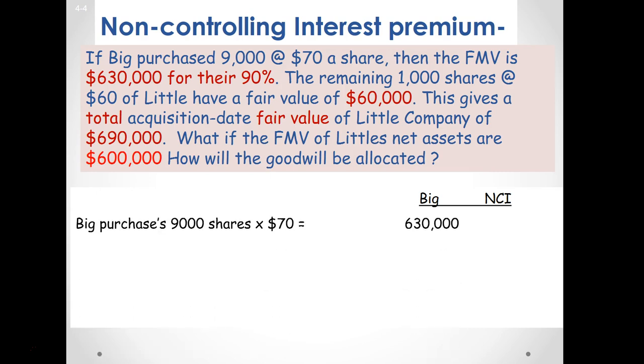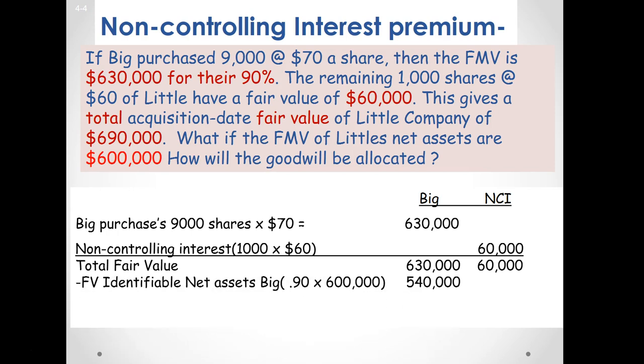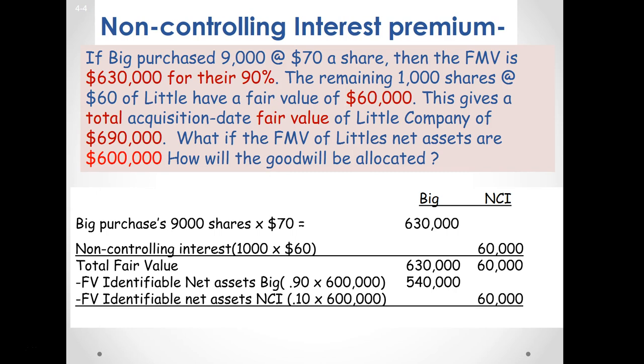So, Big purchases 9,000 shares, which equals $630,000. The non-controlling interest is 1,000 times 60. So we have a total fair value of $690,000. We adjust for the identifiable assets, 90% for the parent and 10% for the sub. And the difference is the goodwill, and in this case, all of the goodwill would be allocated to Big.